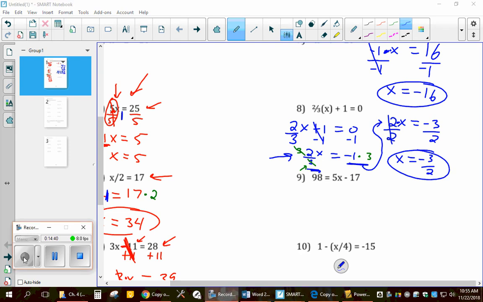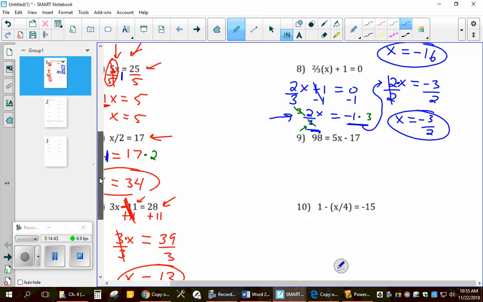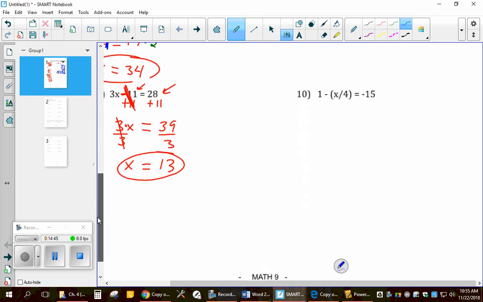All right, so I'm going to leave 9 for you guys. And maybe I'll give you a little bit of a hint on this one. I'm going to rewrite it. 1 minus, and then it's in brackets, but it doesn't really need to be in brackets the way this is. I'm not even going to write it in brackets. I'm going to rewrite this as minus x over 4 and it's equal to negative 15. All right, so the hint that maybe I should do this one with you. Yeah, let's do this one together.